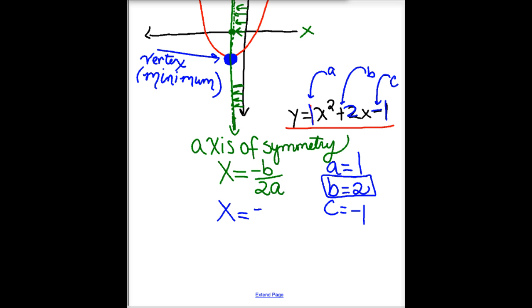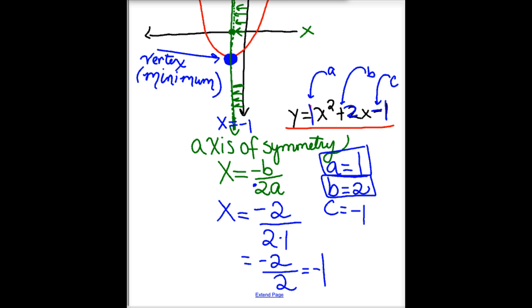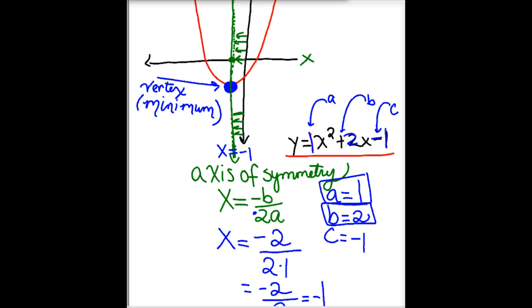So I do the opposite of 2 over 2 times A. And then I do the arithmetic and I get negative 2 over 2, which equals negative 1. So I would say my axis of symmetry is x equals negative 1. It's kind of like it looked like on my graph.